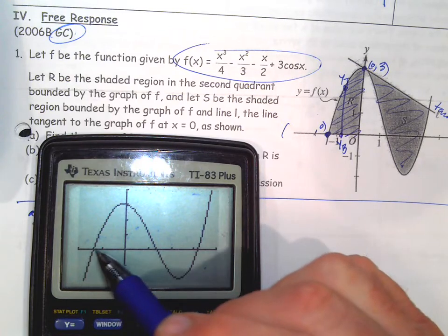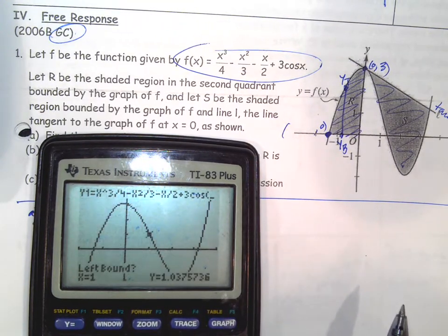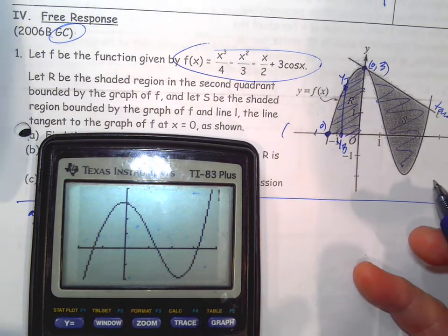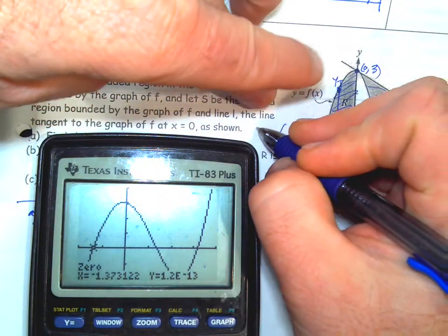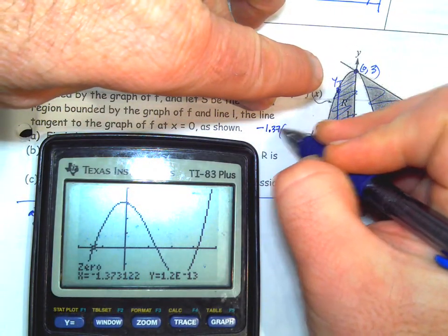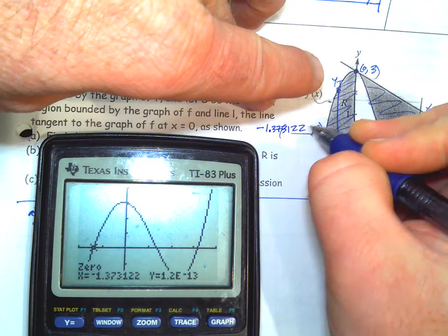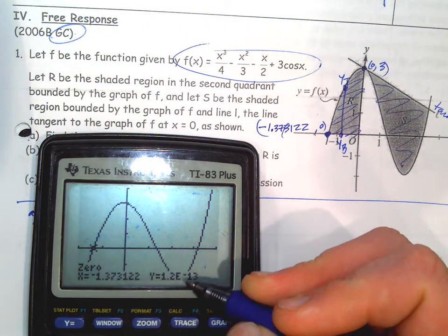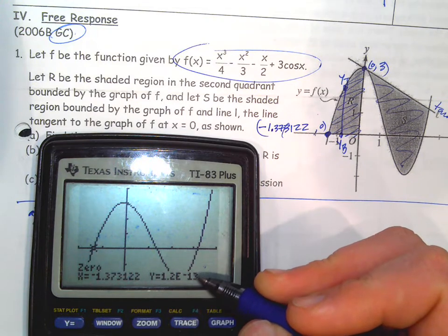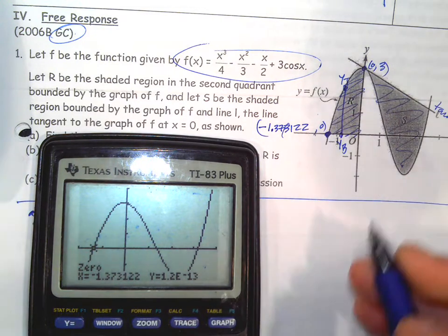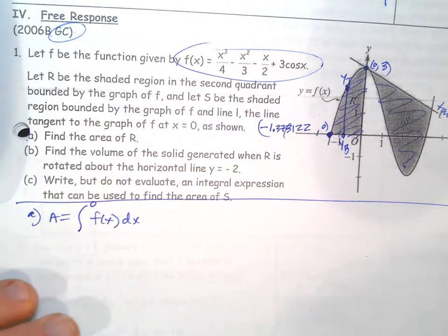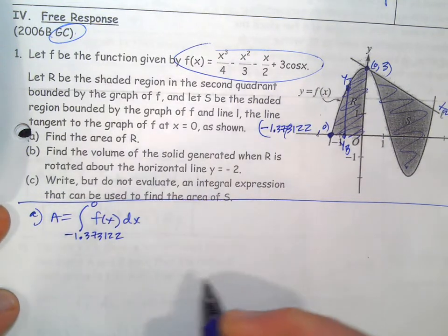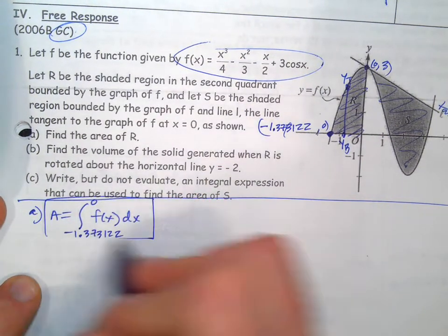So we want to know this x-intercept right here. Second calc, zero. It looks like it's between -2 and -1. I'm going to guess -1.5, and I want to carry these extra decimal points: -1.373122. Here it says 1.2 e to the -13. That's scientific notation, 1.2 times 10 to the -13th, which is like 12 zeros, so it's pretty much 0, which is what we're trying to find. So it's going to be -1.373122. That's the setup, which is going to get you points.